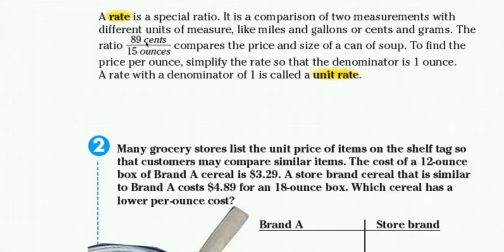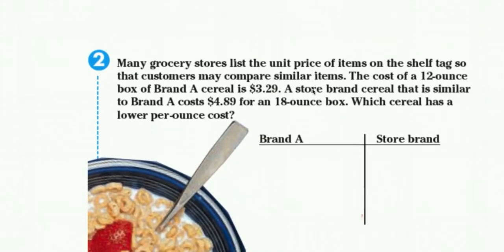So the ratio 89 cents over 15 ounces compares the price and size of a can of soup. That means it's 89 cents per 15 ounces. To find the price per ounce, simply simplify the rate so that the denominator is 1 ounce. A rate with a denominator of 1 is called a unit rate. So again, we defined what a rate is, and when you have a rate whose denominator is 1, it's called a unit rate. Let's take a look at example number 2.